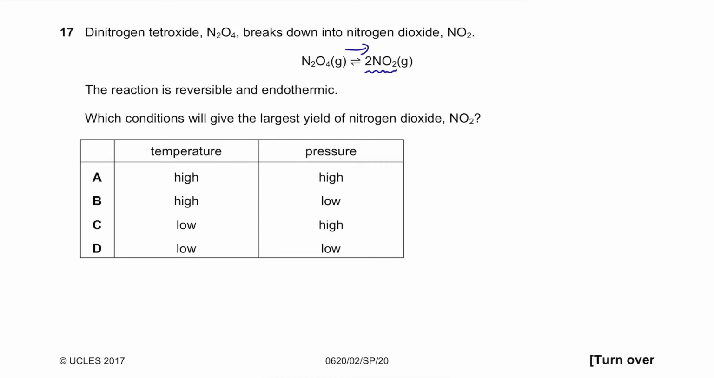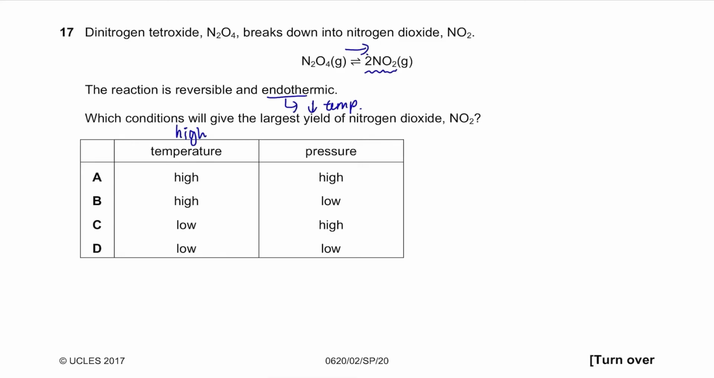The question said the reaction is endothermic, meaning the forward reaction will decrease the temperature, since endothermic reactions absorb heat, while the reaction in equilibrium will always try to maintain its condition. So we trigger the endothermic reaction to occur by increasing the temperature. In this way, more NO2 will be formed.